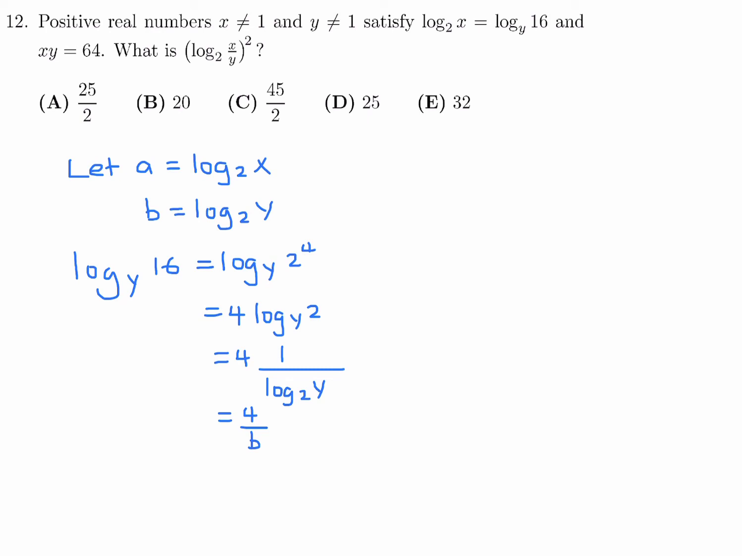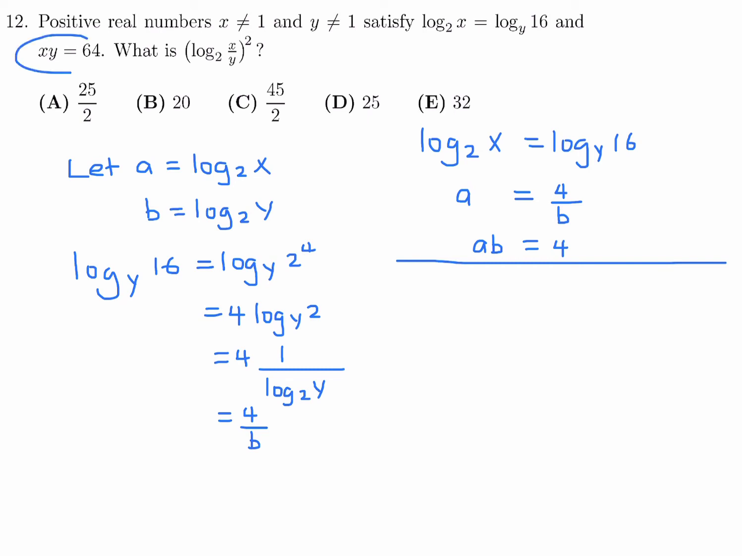Okay, so now let's talk about log of x to the base 2 is equal to the log of 16 to the base y. That equation that they've given me up here. Well, this part I have called a, and this part right here I just figured out was 4 over b. So that means a times b is equal to 4. Okay, so far so good.